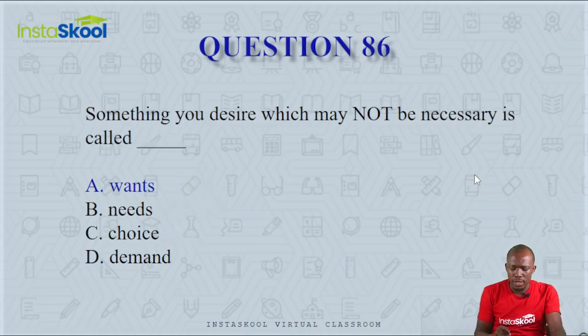Question number 86. Something you desire which may not be necessary is called dash. Something you desire, something you want, but it is not necessary is a want, need, choice, or demand. Demand is the quantity of goods and services you are willing and able to buy at a particular time for a specific price.